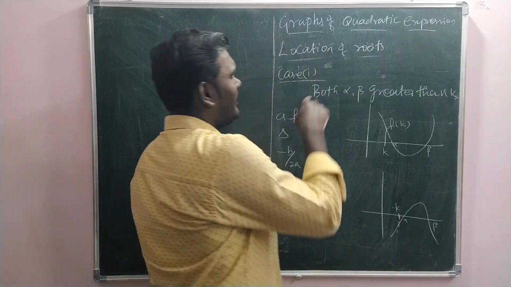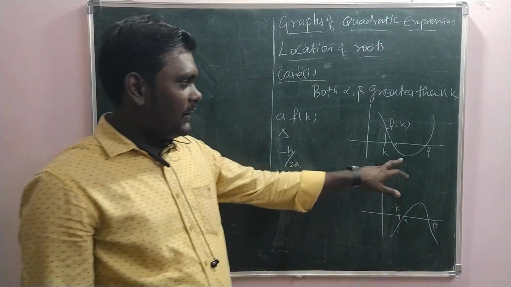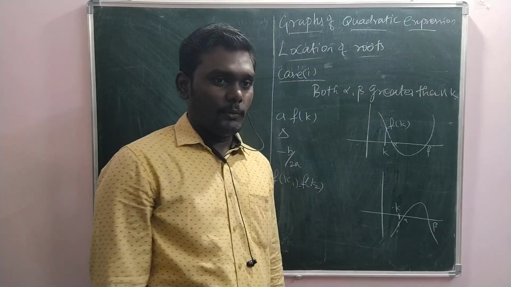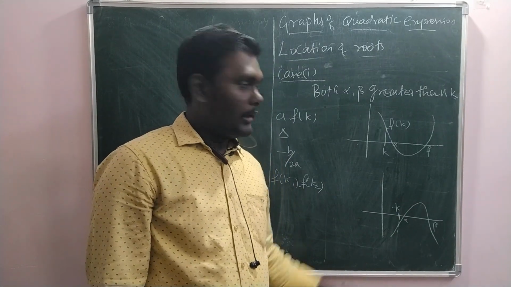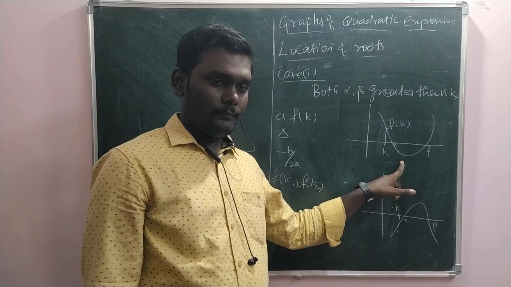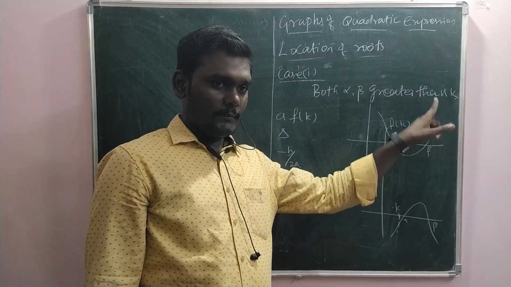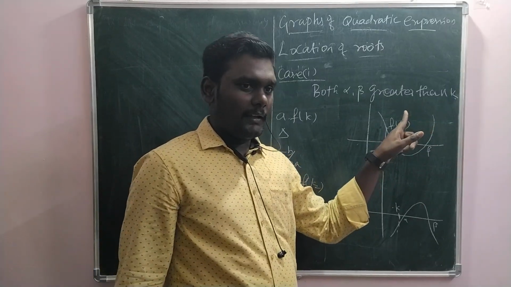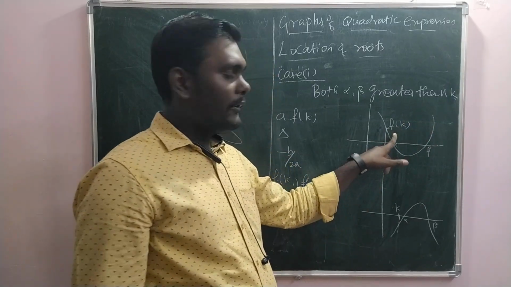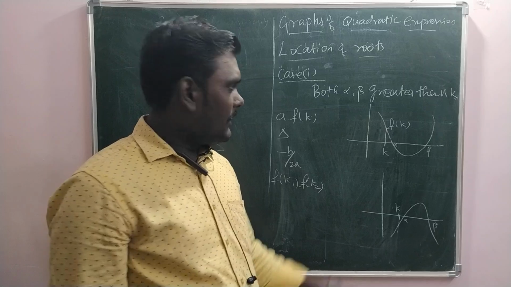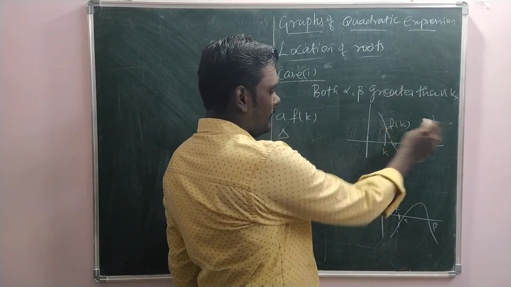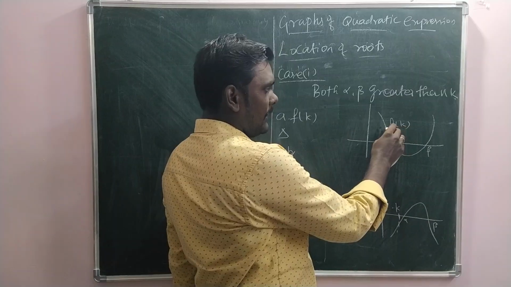A is the leading coefficient. Seeing the graph, you should identify whether A is greater than 0 or less than 0. How is this graph? Open upwards. Open upwards means A is greater than 0. How about f of k? That is also positive only, greater than 0.